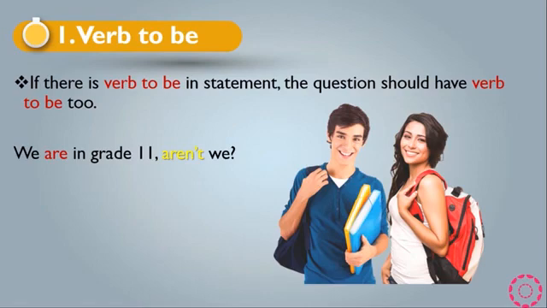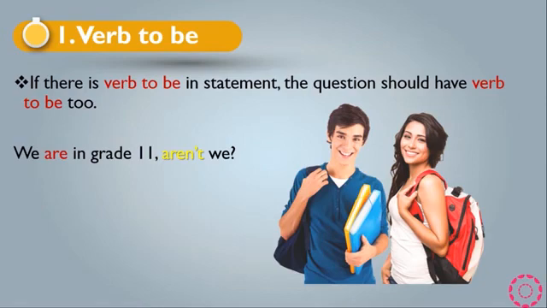We are in grade 11 is affirmative, or you can say positive, and aren't we should be negative. So as you see in the question tag, aren't we, which is negative. Why? Because the statement is positive, and because we have verb to be in the sentence, the question tag also should take verb to be. So we rewrite the verb to be after the comma and make it negative, and after that we rewrite the subject of the sentence too. So it became, we are in grade 11, aren't we?